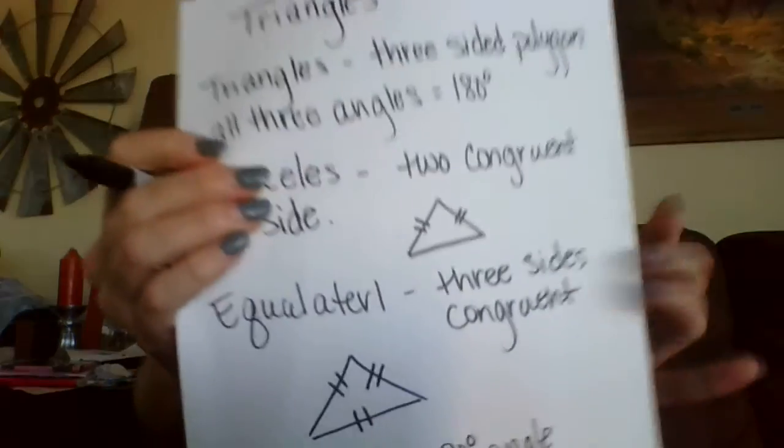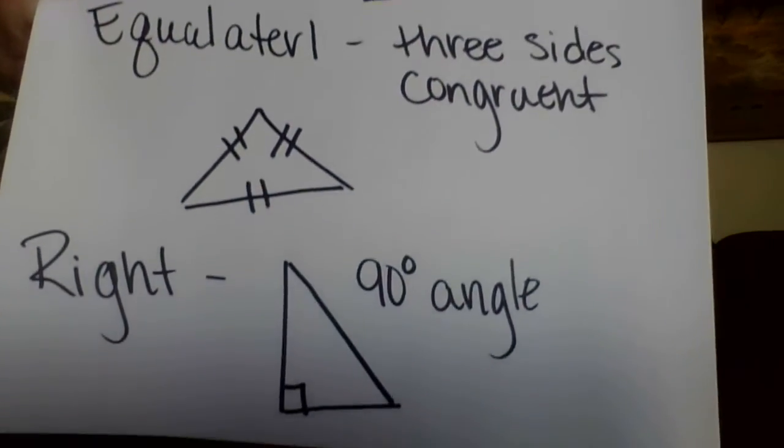And the right triangle, you have a right angle. And what's a right angle, guys? We should know this. A right angle is a 90 degree angle. Okay? 90 degree angle, sorry.